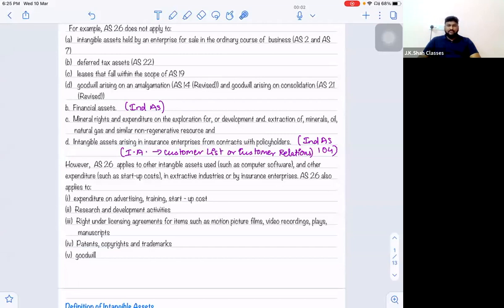Sir, sale of self-generated goodwill. One minute. Please read the statements properly.